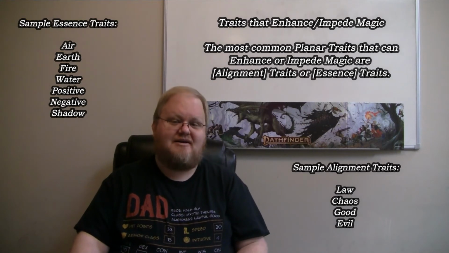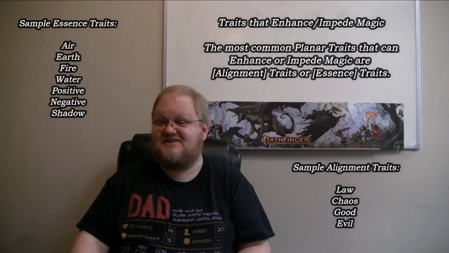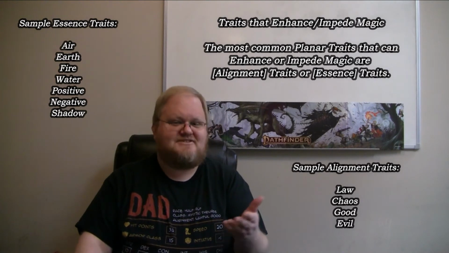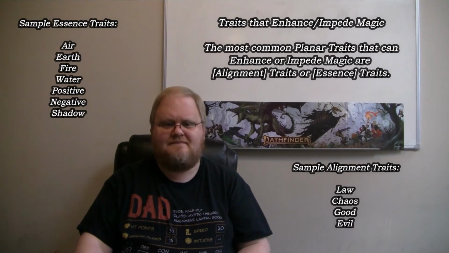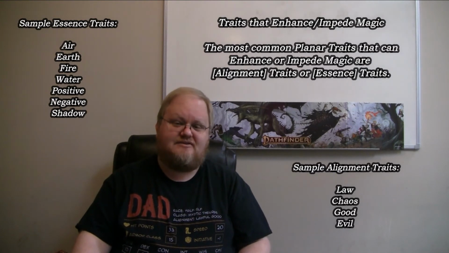We've already talked about how the plane of fire would enhance fire magic, while the plane of water would impede fire magic and enhance water magic instead. The negative and positive traits being applied to a plane would enhance and impede magic appropriately. And then planes with the shadow trait would enhance spells with the darkness or shadow traits and would impede spells with the light trait.